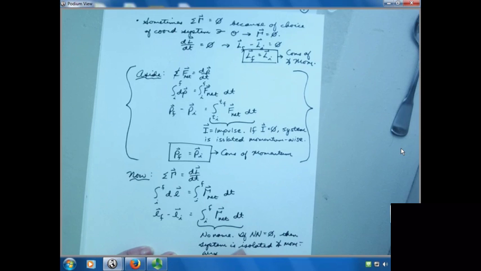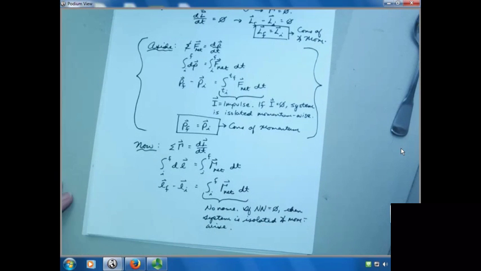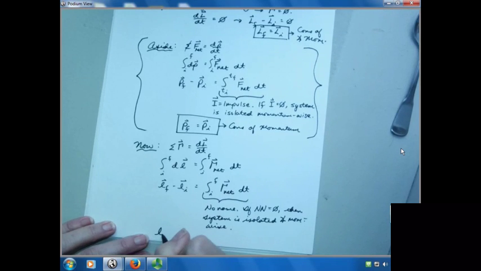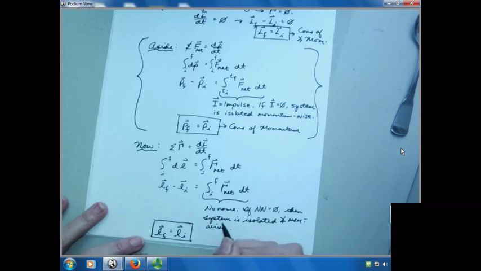Momentum-wise. Okay? And when that is the case, that the system is isolated angular momentum-wise, then angular momentum will be conserved. So that means that for all later times, L final will be equal to whatever it was at the initial time, L naught. Another way of saying that is that L as a function of time will be a constant.